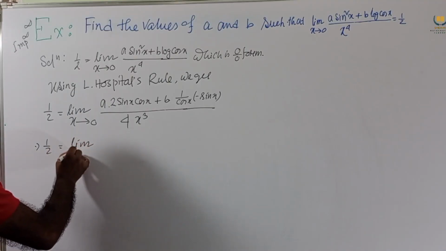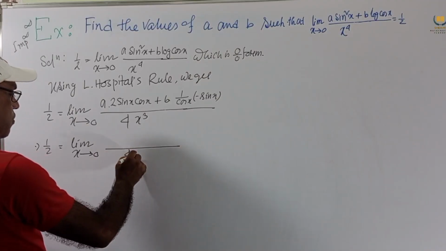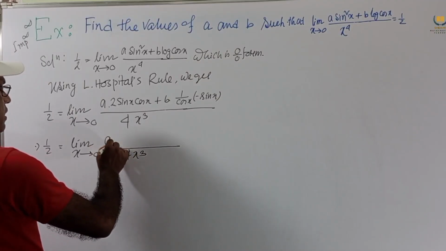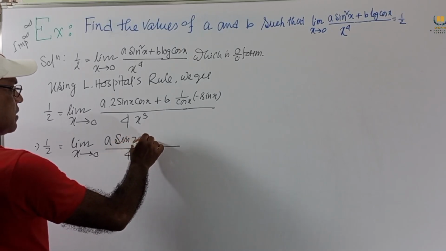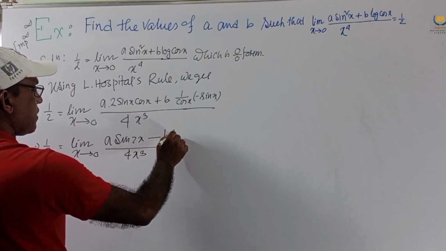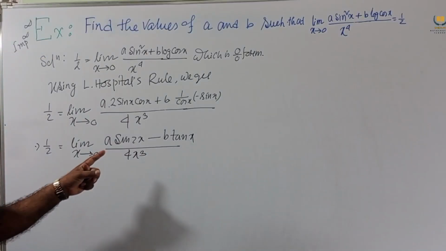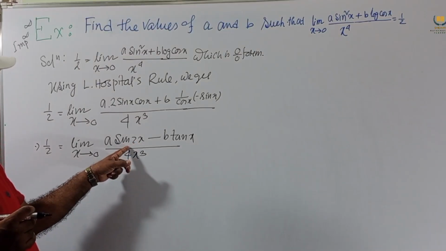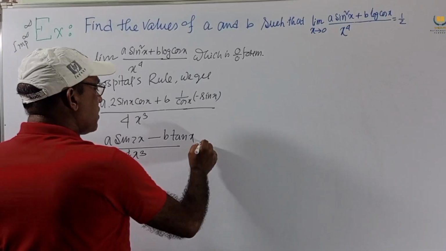So this will be limit x tends to 0 of 4x cubed, 2 sin a cos a means sin twice a, and sin by cos means tan. Now again, if we put the limit, sin 0 is 0, tan 0 is 0, and the denominator is 0, which is 0 by 0 form.